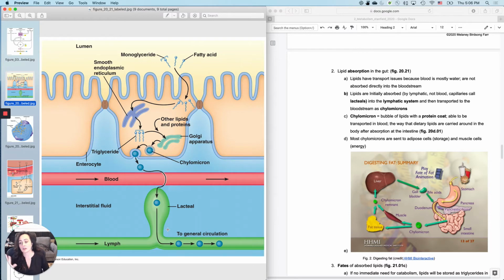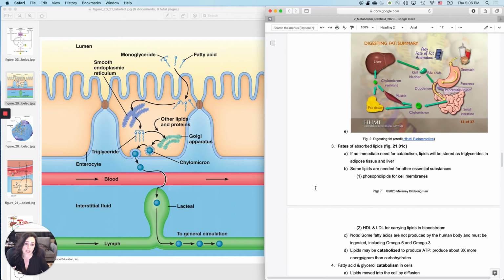And the lacteal is going to bring it through the lymphatic system. And remember, we talked about how the lymphatic system is ultimately going to go up and dump into the subclavian veins. So I absorbed it into the lacteal lymphatic system, and then it's going to get dumped into the bloodstream. Okay? Now that it's in the bloodstream, what can you do with fats once they're in the bloodstream? So what are the fates of lipids after you absorb them?